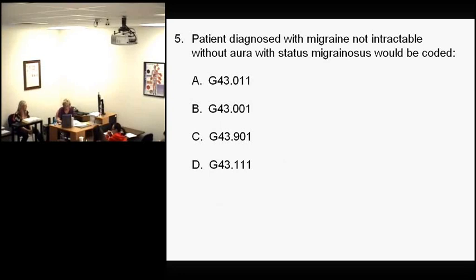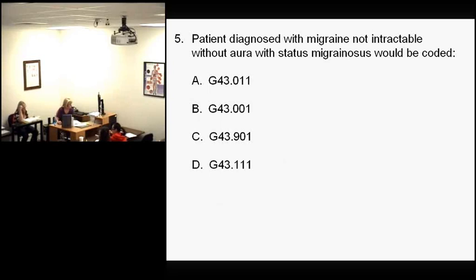So when we look at the main three-character main term, G43, it says migraine. And then you go to G43.001. And it says migraine without aura, not intractable, with status migrainosus. So far, that looks like the best one. And then you go to 011, and it says migraine without aura, but it says it is intractable, and we don't want that. So that one goes away.